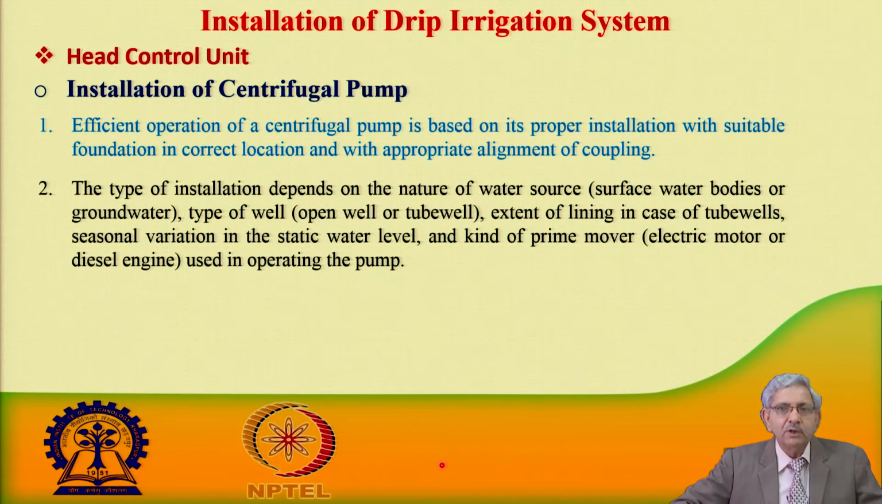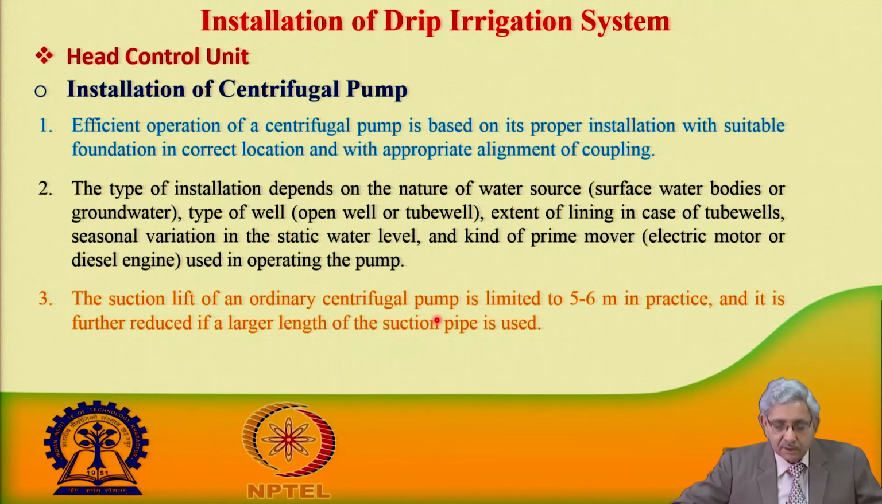Then it comes to what type of prime mover we are using. Prime mover, as I told, could be electric motor or diesel engine to operate the pump. Normally, a centrifugal pump operates when the suction lift is limited to 5 to 6 meter, and it is further reduced if the length of the suction pipe is increased.